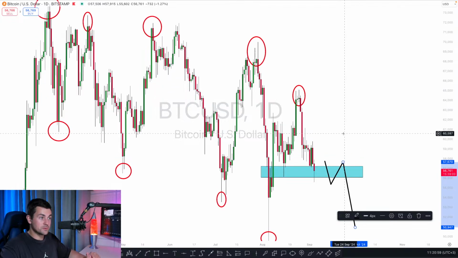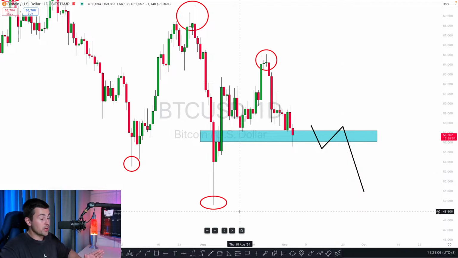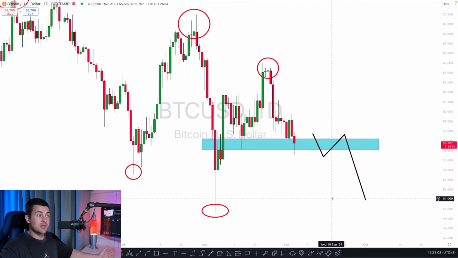So the main focus is now on that blue support. We are waiting for its breakout, and the daily candle close below that will confirm a violation, and then a bearish continuation will be expected. So far, my personal outlook here is bearish. I do believe that most likely it will be bearish. So let's see how it's going to unfold.